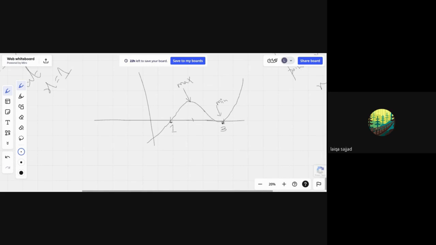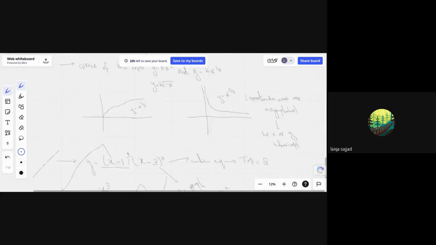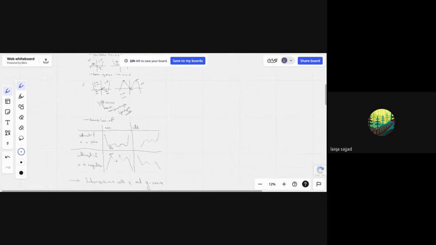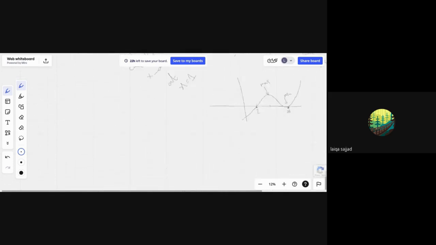Is it clear? Okay. If we see another equation, and we are given y equals x squared into x minus 4 squared. Which type of graph will we get in this case?